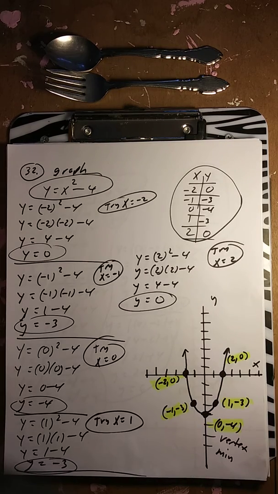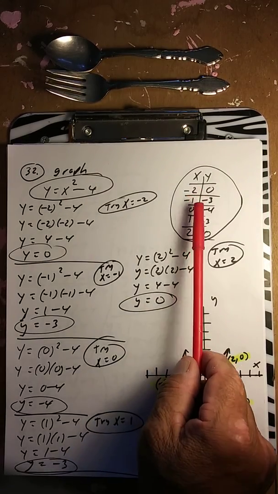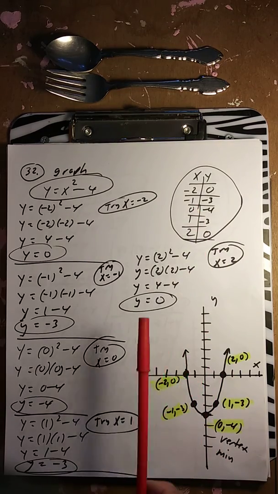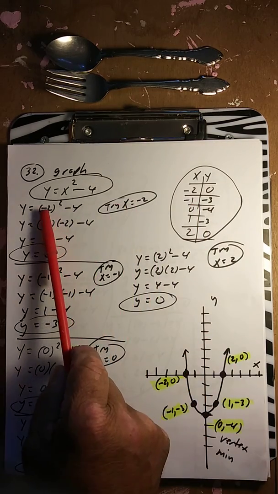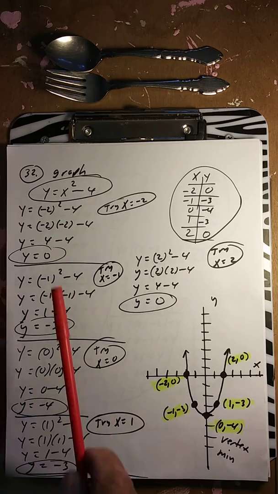Graph y equals x squared minus 4. It's a quadratic function, parabola. So let's try some numbers. Let's try negative 2, negative 1, 0, 1, 2. Put negative 2 in there. Negative 2 squared means negative 2 times negative 2 is 4. 4 minus 4 is 0.